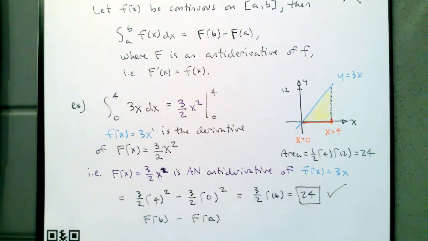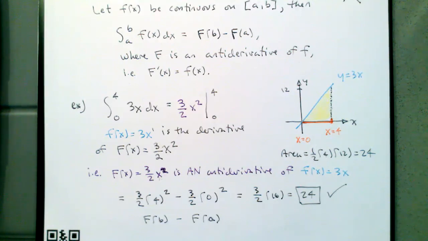As predicted, the definite integral, doing this antiderivative business from the fundamental theorem of calculus, gave us the area under 3x and above the interval from 0 to 4 on the x-axis. Any questions?